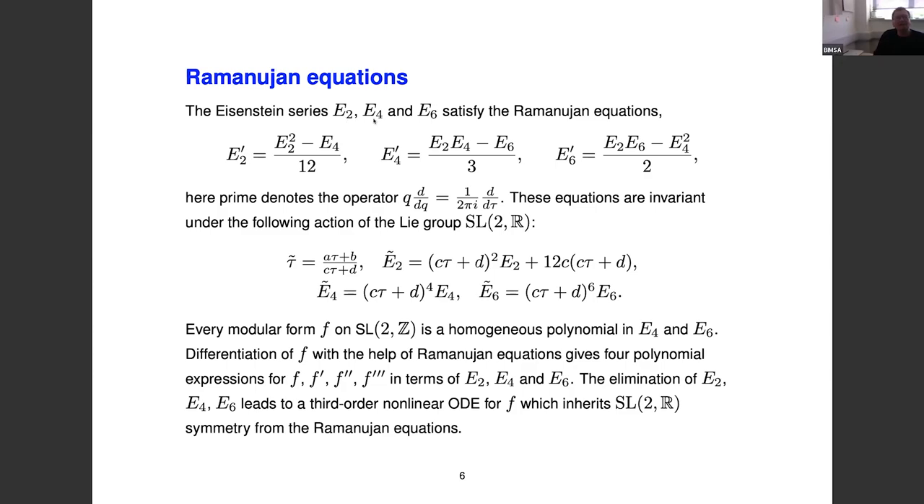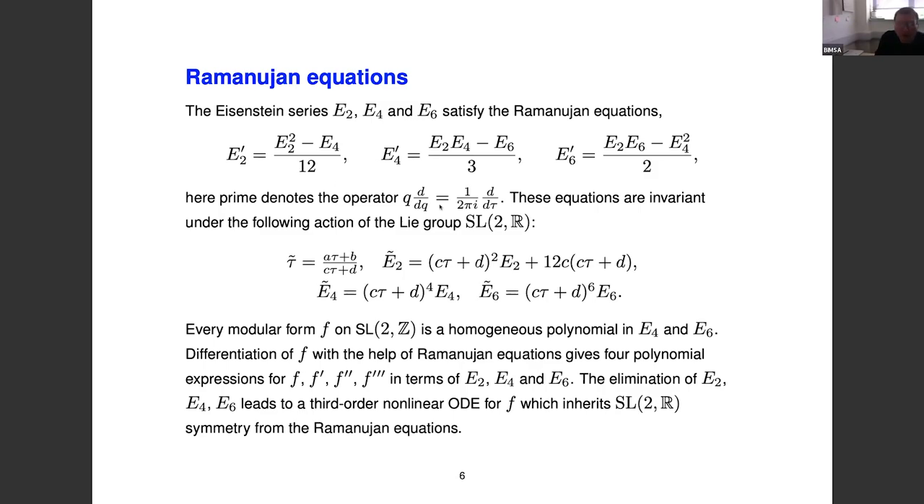The Eisenstein series E2, E4, and E6 satisfy these three very simple ODEs with quadratic right-hand sides. Here, prime denotes the operator q d by dq, which is the same as 1 over 2 pi i d by d tau. Remember that tau is a coordinate on the upper half plane, and q equals e to the 2 pi i tau. It's convenient to scale the derivative to avoid all these multiples of pi on the right-hand sides. So in this case, coefficients on the right-hand side are all rational numbers. So we have these Ramanujan equations.